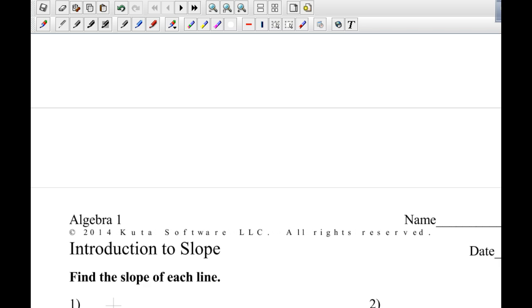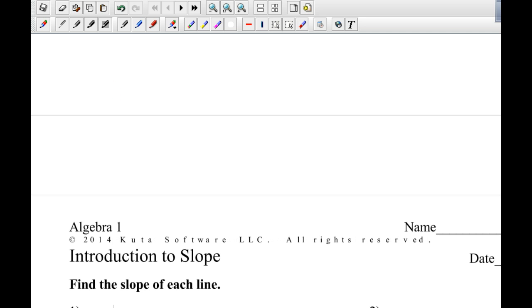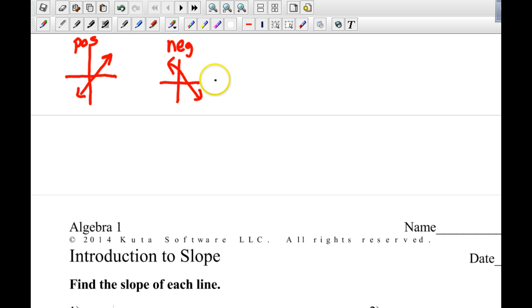We did a little bit of slope yesterday. The big takeaways were that if it was going up, then you knew it was a positive slope, no matter what. Don't need numbers, don't need anything else. Okay. If it was going down, it was a negative slope. So at least we know the sign of the slope before anything else.